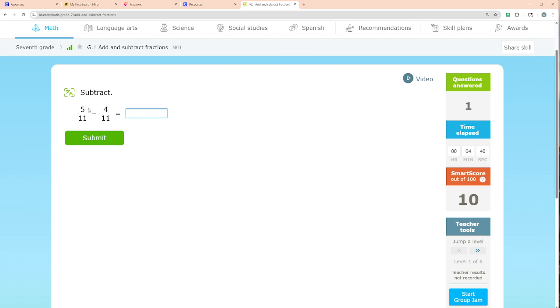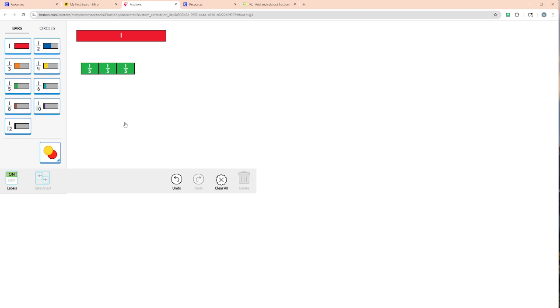I started with 5 pieces. This minus sign means I will remove 4 pieces. That's what this information means. This is actually a math sentence. So if I were to visualize it, if I were to have, I don't think I have 11ths on here. I do not.